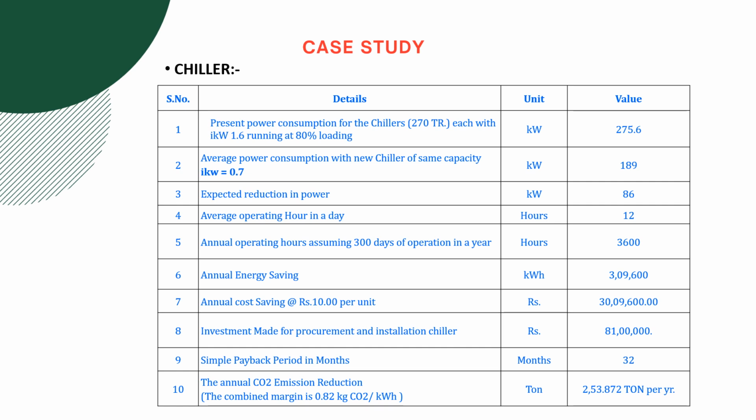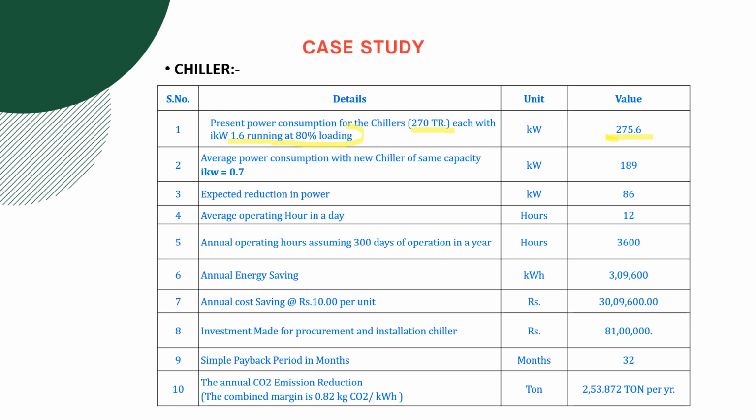Okay, so present power consumption for the chiller: this was a 270 ton refrigeration, 270 TR chiller. There were two chillers, so we are giving this for a single one only. IKW 1.6, running at 80% loading. So with 1.6 IKW, this chiller at 80% loading was consuming 275.6 kilowatt per hour.